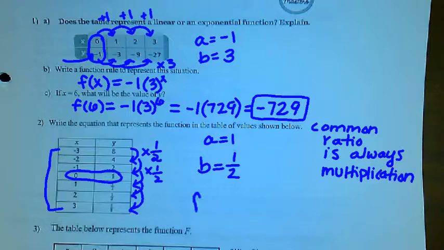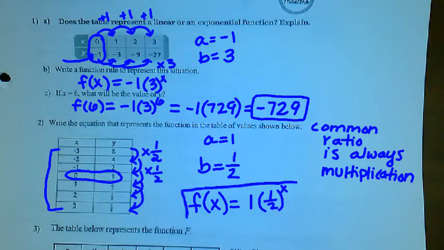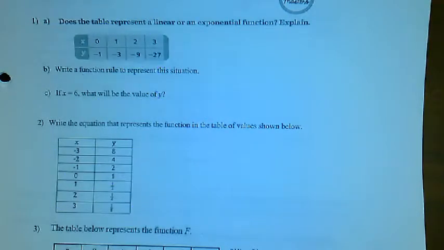Don't forget to write your equation. So f of x is equal to 1 times 1/2 raised to the x. Okay, technically you don't need that 1, but we are just learning, so I want to make sure that you guys understand that the a value right here represents the y-intercept, and this is what you would graph first. That would be the easiest to graph first.